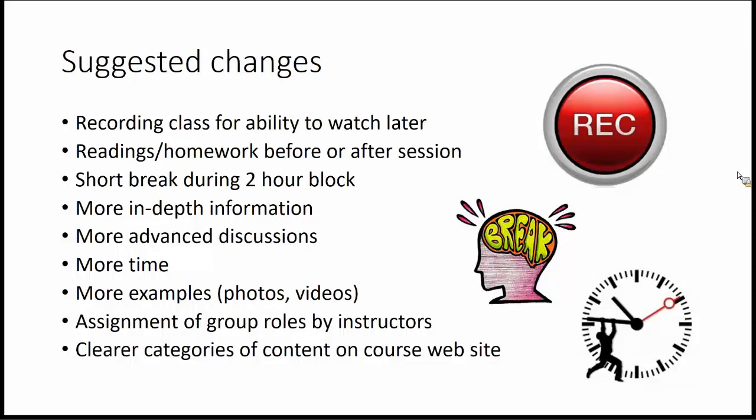And then one thing we did with the small groups is we asked them to self-assign their group roles, and they gave us feedback that they wished that we would have assigned those. And then just some details on the content of the course website, and those are easy things to fix.